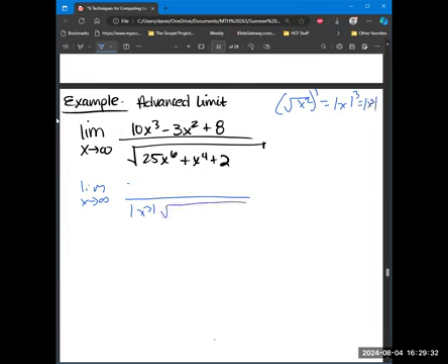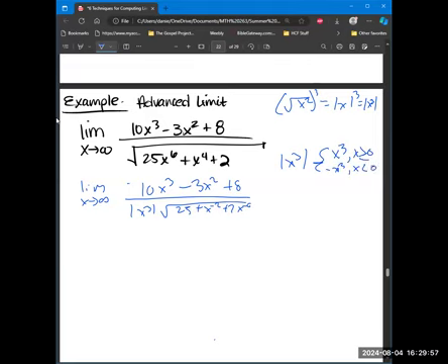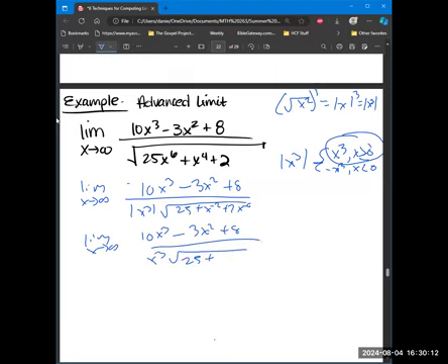So I'm going to have 25 plus x to the negative second plus 2x to the negative sixth. Up here, I have 10x to the third minus 3x squared plus 8. Remember that the absolute value of x cubed is going to be equal to x cubed if x is greater than 0. It's going to be negative x cubed if x is less than 0. We're on this side here because x is going to positive infinity. So I'm going to make that replacement here. Plus 2x to the negative sixth.